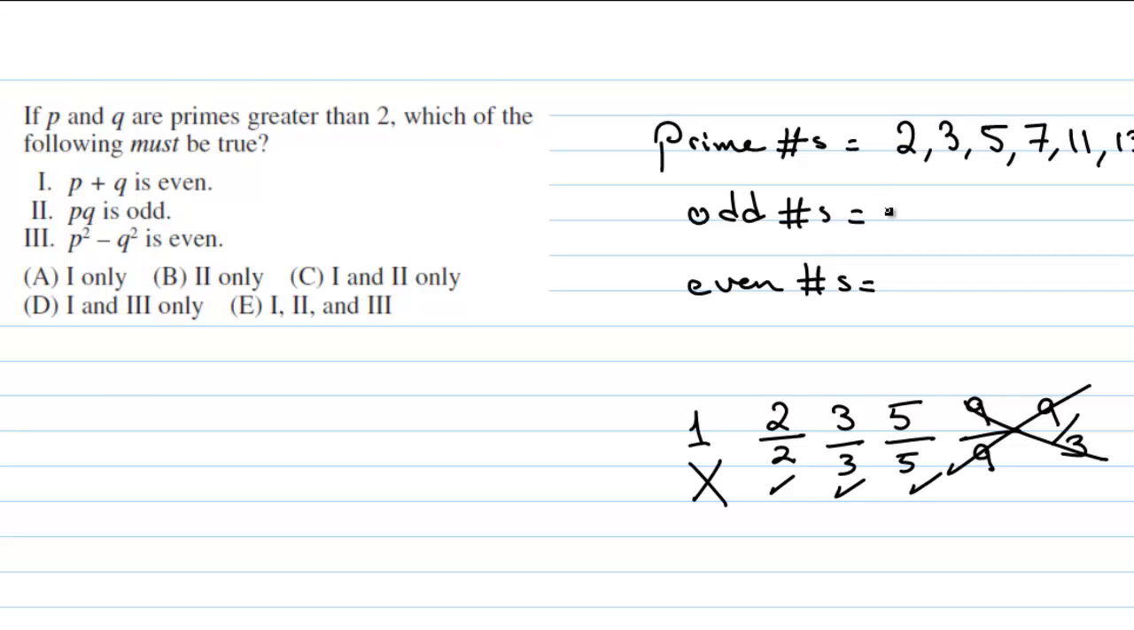For the odd numbers, any number that cannot be divided by 2. It's very simple. Like 1, like 3, like 5, like 7. What about 6? Can we say 6? No. 6 can be divided by 2. Any number that can be divided by 2 is not odd.